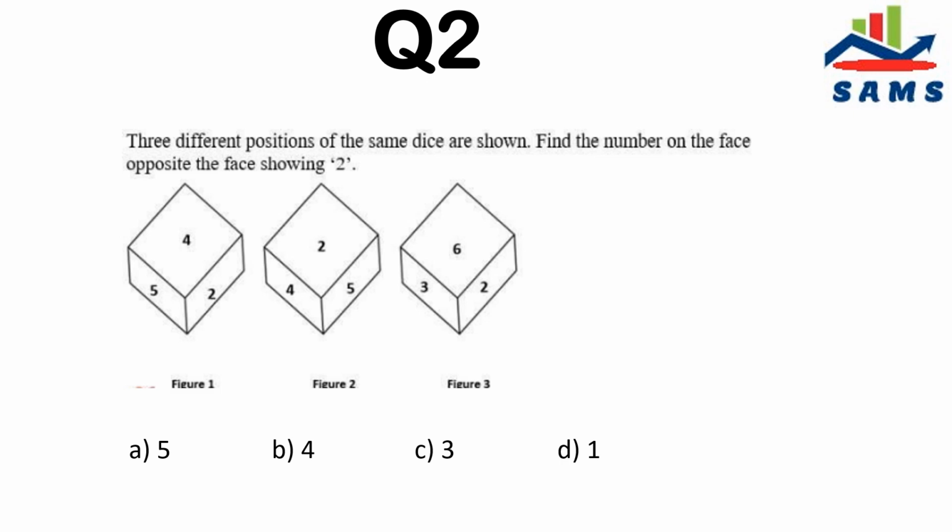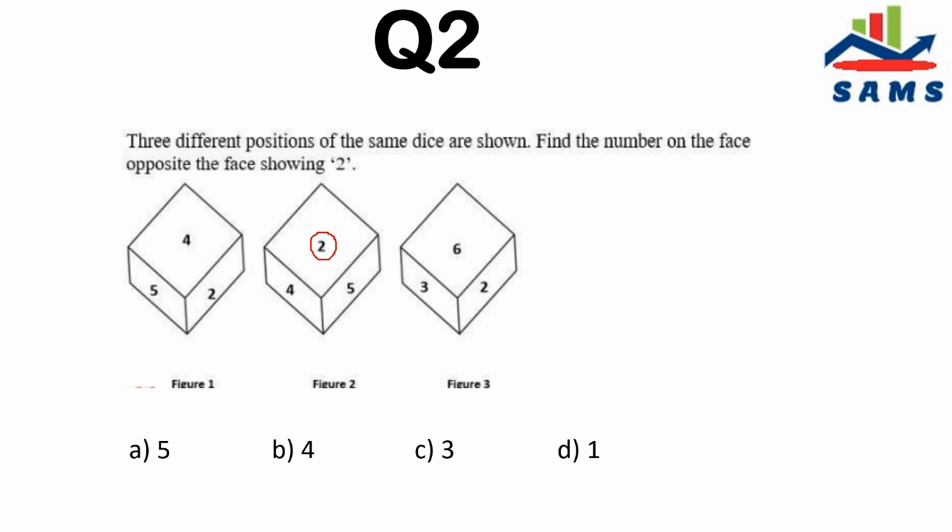In the second question, 3 different positions of the same dice are shown. So again, the dice has been rolled 3 times. So it's the same dice which has been placed at 3 different positions. You have to find the number on the face opposite the face showing 2. What number would you find on the face opposite the face showing 2?